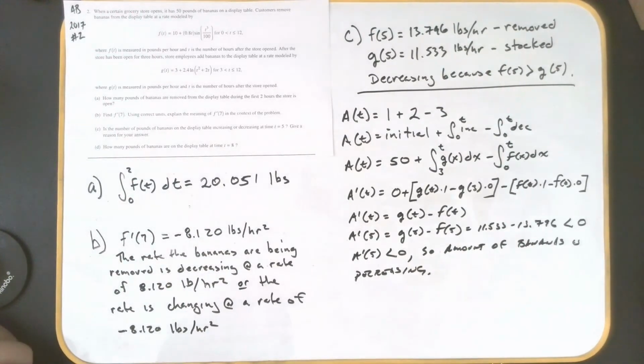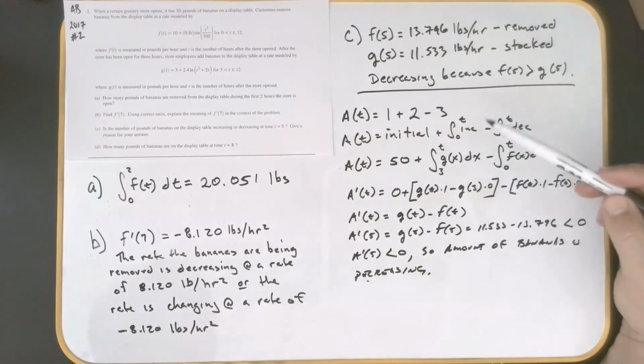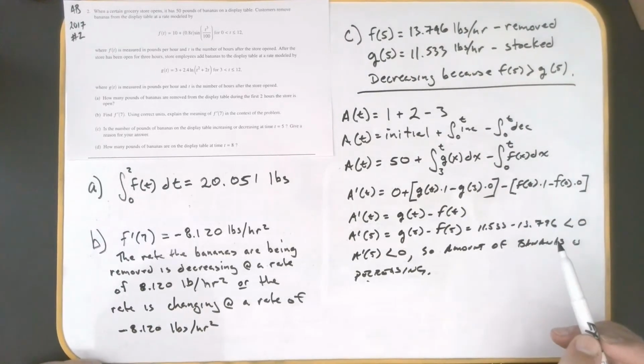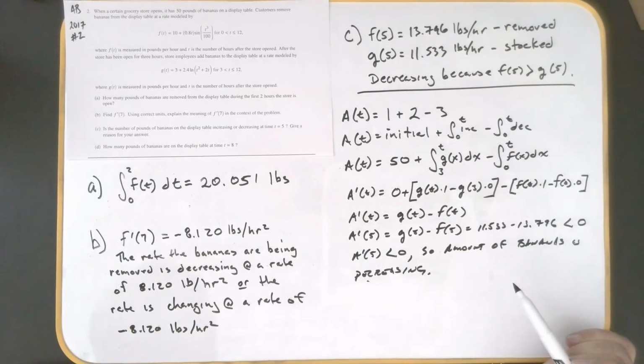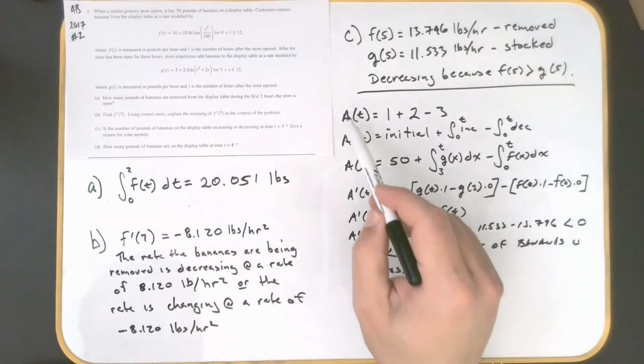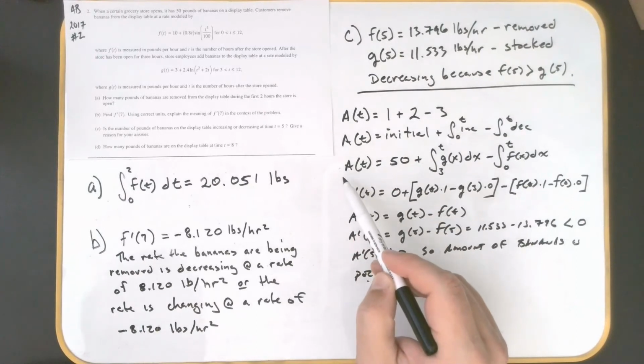Okay. Now it's time for part D. Now, part D says, how many pounds of bananas are on the display table at t equals 8? Well, this winds up being a really easy question because of all the work we already did here creating a function for how many bananas are on the table at any one time. Now, if for part C you did it the short way, you would then have to build the function right here in order to do part D.